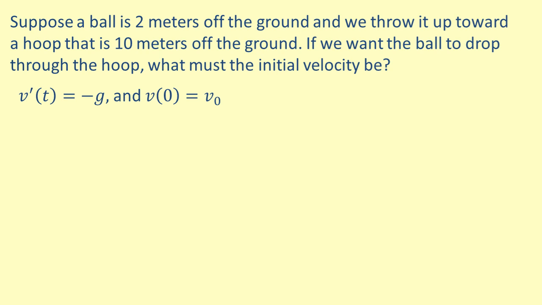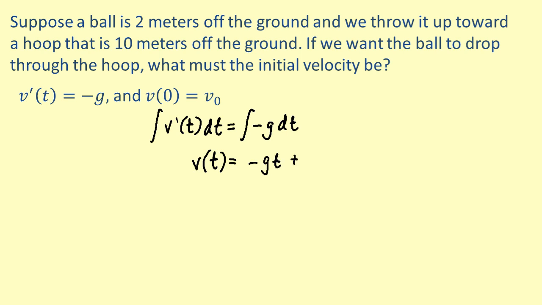We can take the integral of both sides to get the integral of v prime of t dt is equal to the integral of negative g dt, which gives us v of t equals negative gt plus some constant c. If we plug in 0 for t, which is our initial condition, we get that v of 0 equals c. We already know that v of 0 equals v sub 0. Therefore, we can say that v sub 0 equals c. This means we can rewrite the equation as v of t equals negative gt plus v sub 0.